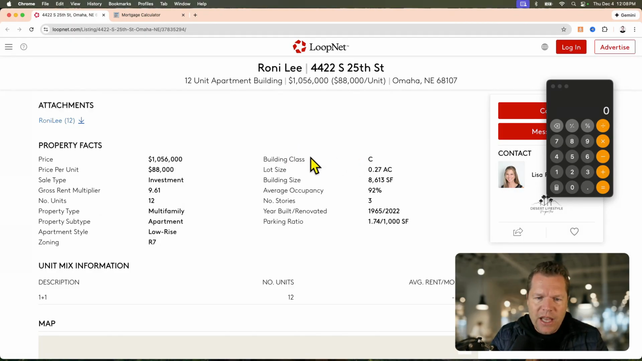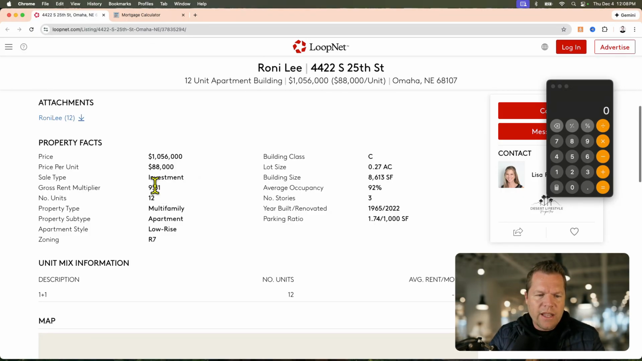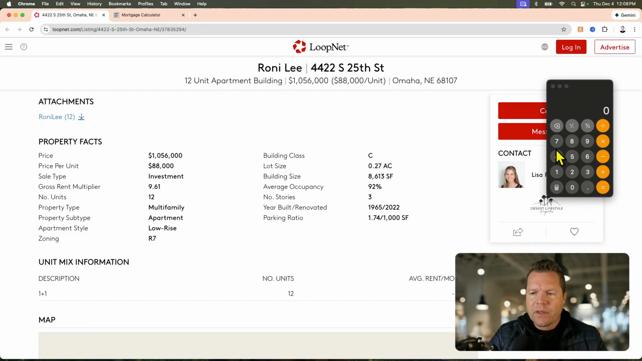Type C, class type C. Gross rent multiplier, 9.61. So there's a lot of these metrics that are really handy that are just a real quick way to kind of see what kind of investment we got going here. So this would be basically if you divide the purchase price or the asking price by this. So let's just do it here real quick. We divide that by 9.61.